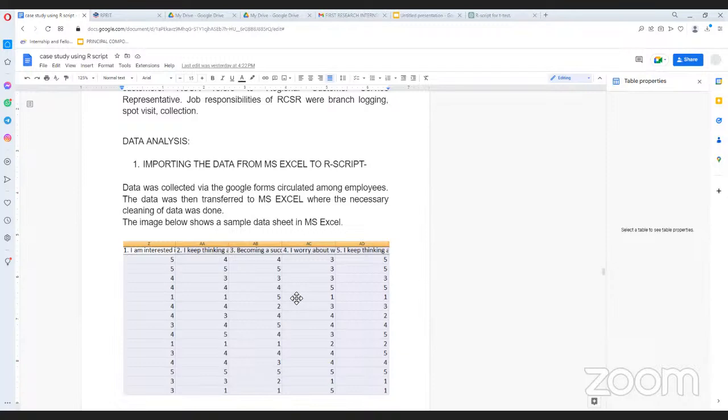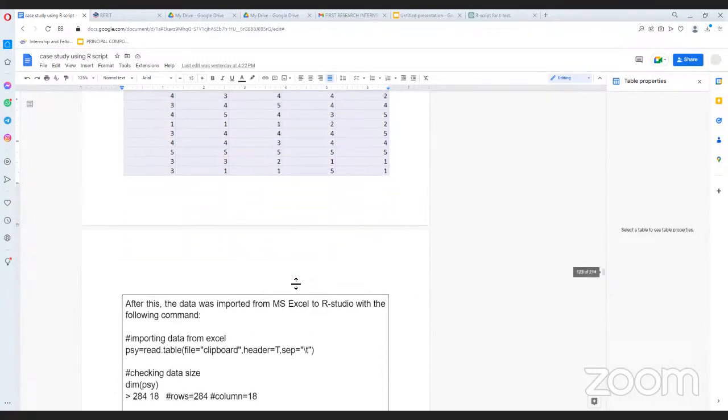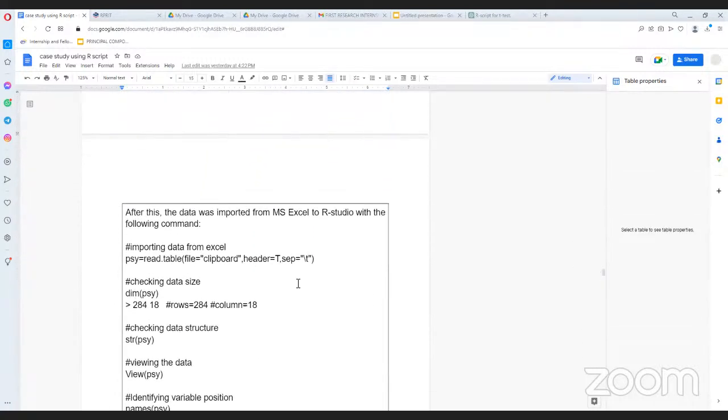Now read the next one. Okay, sir. Data analysis: importing the data from MS Excel to RStudio. Data was collected via Google Forms circulated among employees. The data was then transferred to MS Excel where the necessary cleaning of data was done. The image below shows a sample data sheet in MS Excel. So this is the sheet. After this, the data was imported from MS Excel to RStudio with the following command.